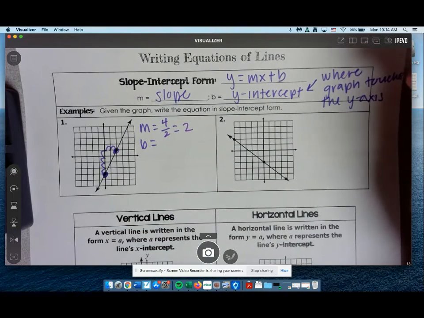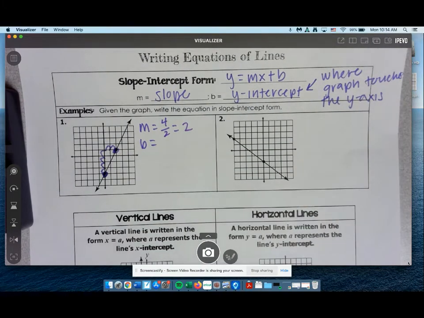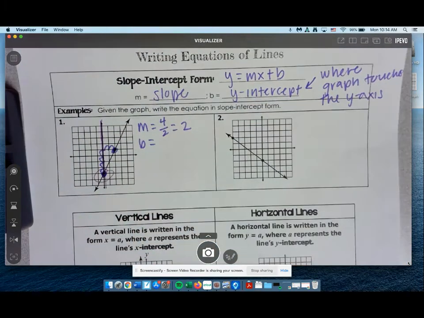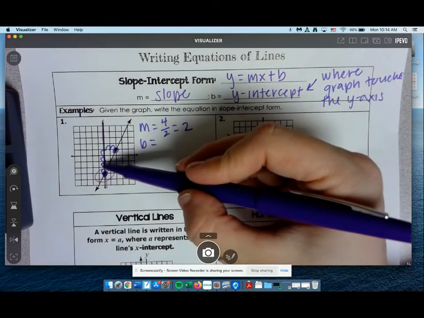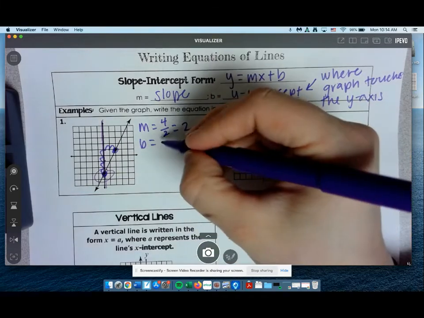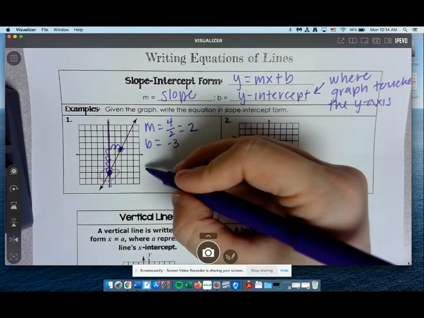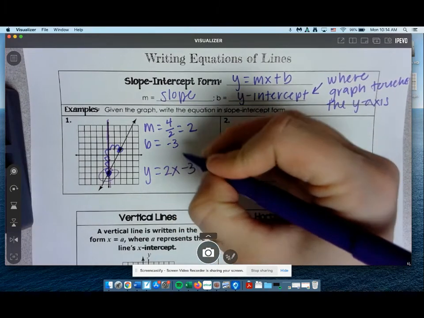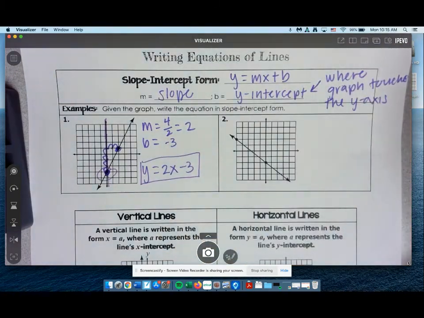Where do we touch the y-axis? Here's your y-axis, the one that runs up and down, and we touch it right there. So how many down is that? 1, 2, 3. -3. So put it all together, y equals our slope of 2x minus 3. That's it. Okay, let's do another one.